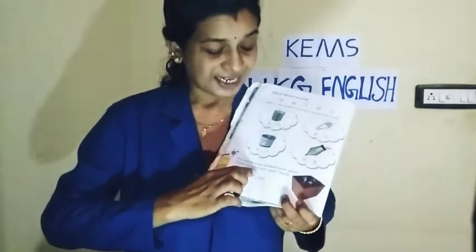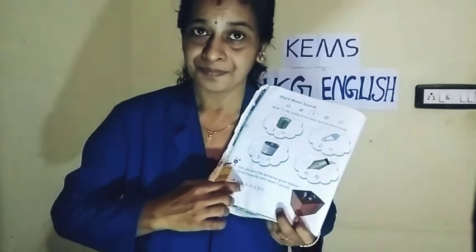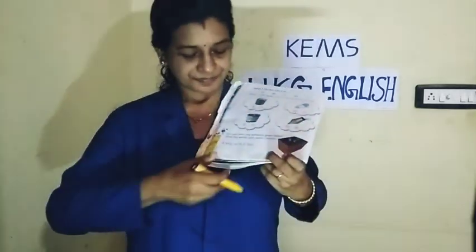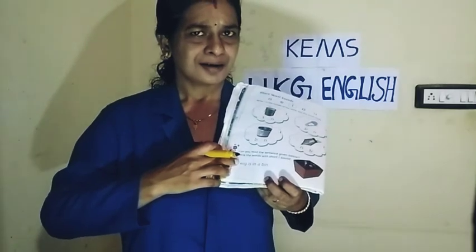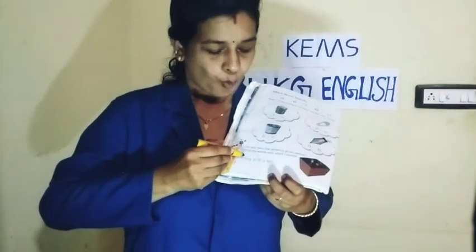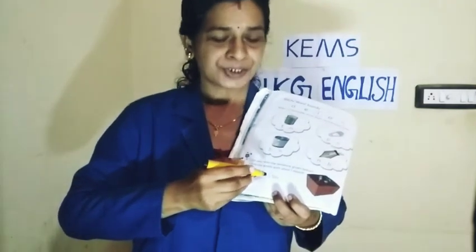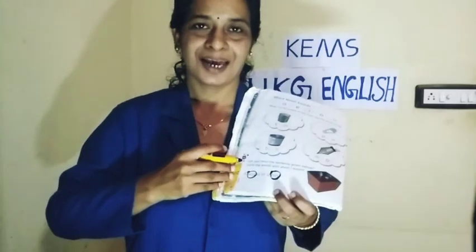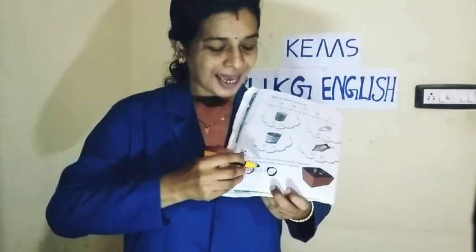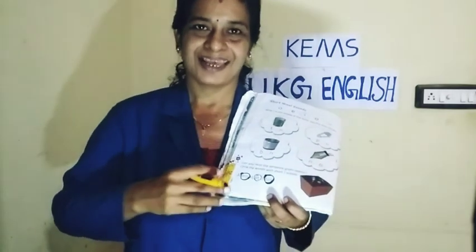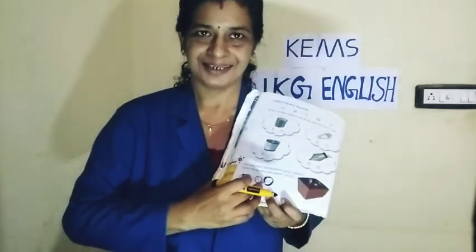Next, circle the words with short I sound. Take your pencil. Very good. Then look here. Circle words. Wig. Next, bin. Okay, next. In. Circle words. Way. In. Bin. Okay.